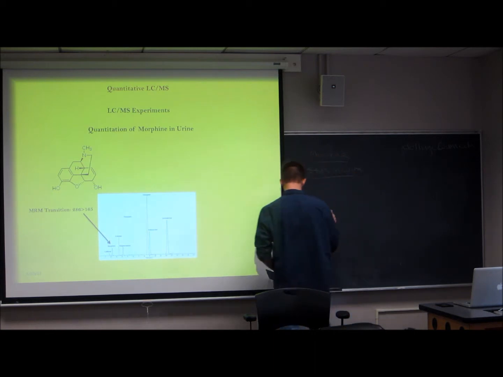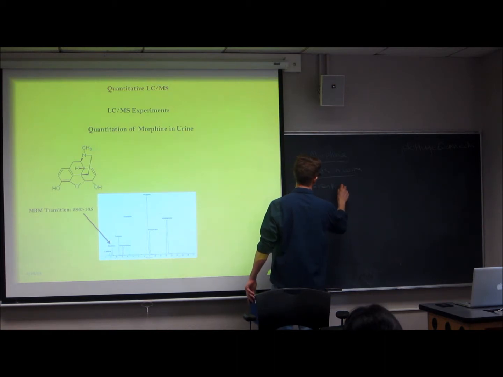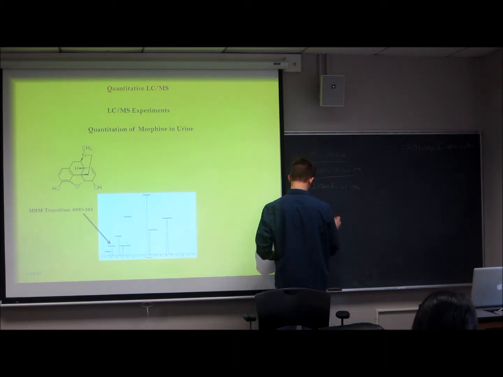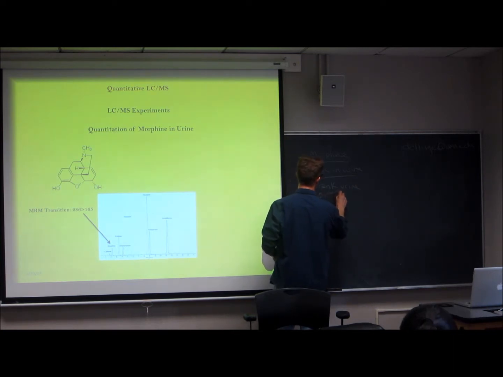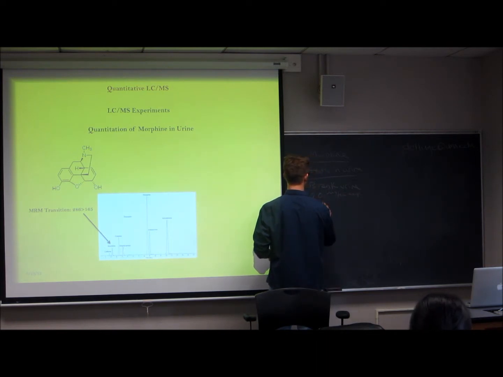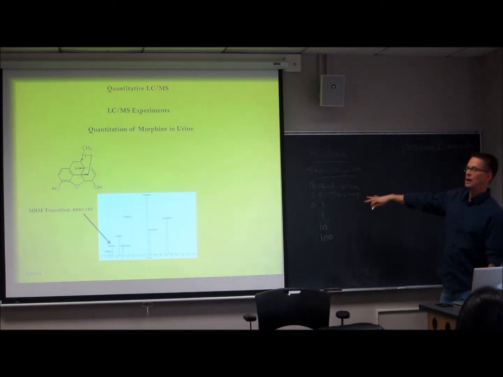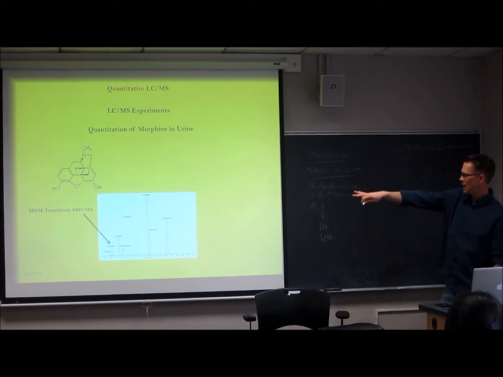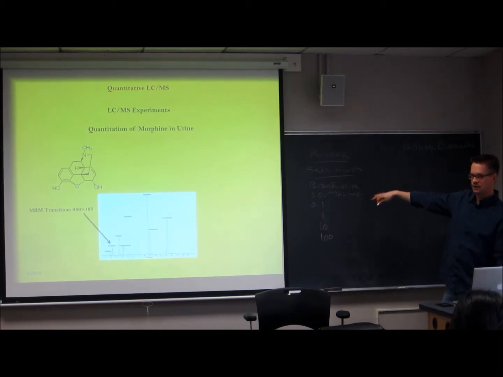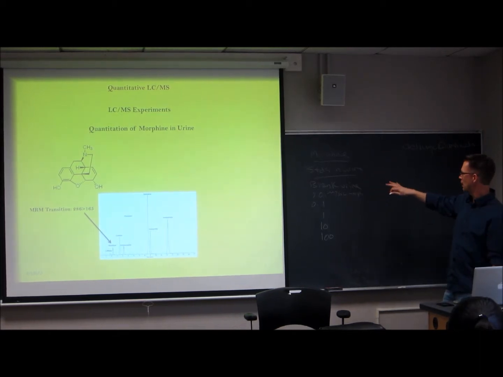So for simplicity, we'll set up 6: we'll have a blank urine, which we've just verified is blank, and then we'll have increasing concentrations: 0.01 micrograms per mil morphine, 0.1, 1, 10, 100. And we're going to run each of those on our LC-MS/MS method, monitor our 286 to 165 transition, or whichever other transitions for morphine you want to monitor.